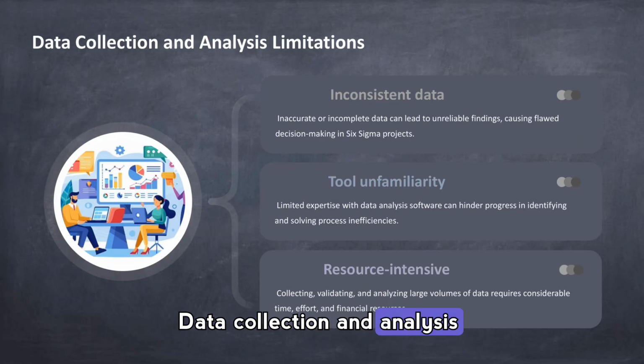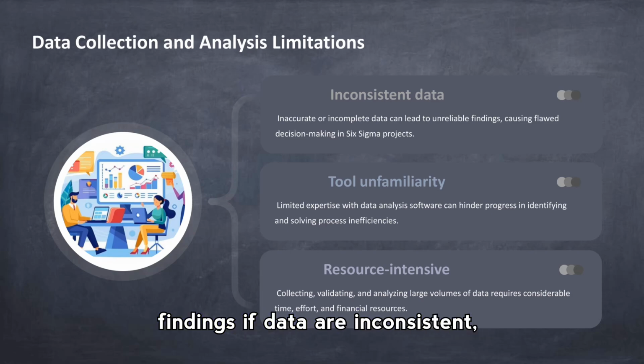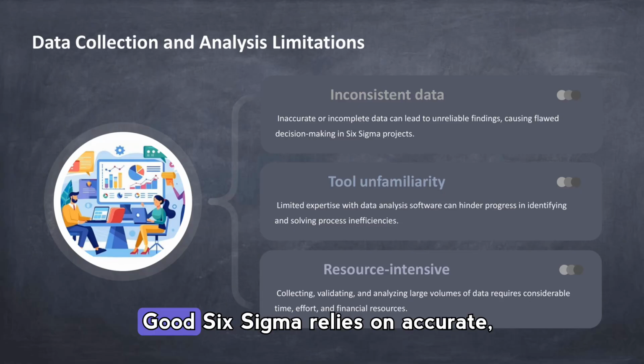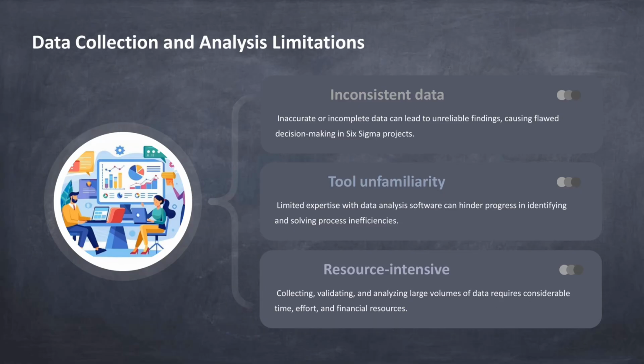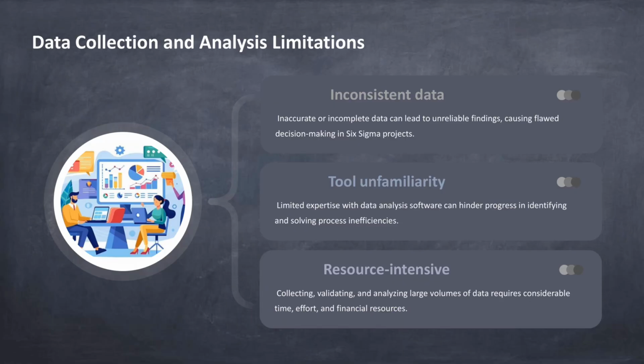Data collection and analysis limitations can compromise project findings if data are inconsistent, teams lack analytical tools, or the work becomes resource-intensive. Good Six Sigma relies on accurate, relevant data and the skills to interpret it. So planning for data quality, tooling, and time investments is essential to avoid flawed conclusions and ineffective solutions.